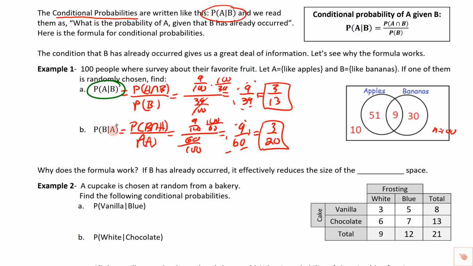For this one right here, this would be the probability of bananas given apples. So if they like apples, we've already picked somebody who likes apples, then we want to know the probability that they like bananas also. So that would be 9 out of the 60. So what it effectively does, instead of having a sample space with 100 people in it, it has a sample space with only, in this one, 39 people in it, or this one, 60 people in it. So what it effectively does is it reduces the size of the sample space. So on this one, we used the formula to figure out what the answer was, and then we kind of verified it by looking at it.